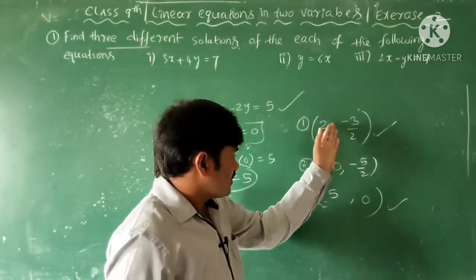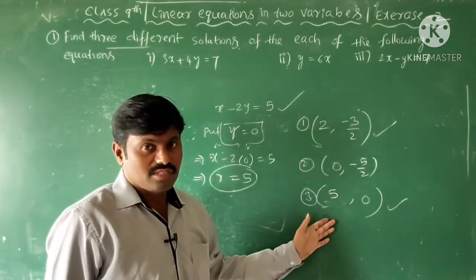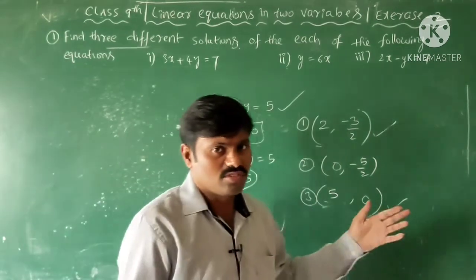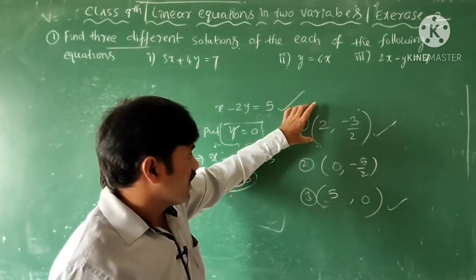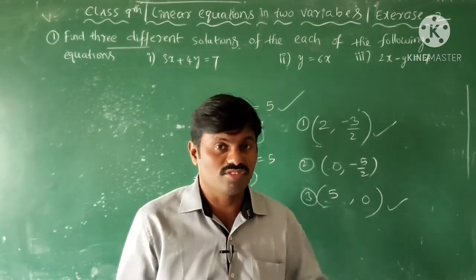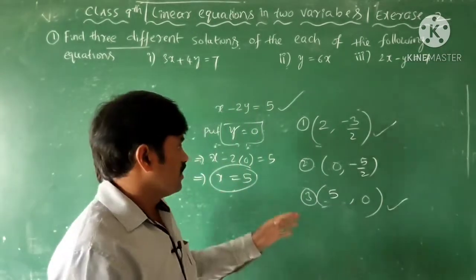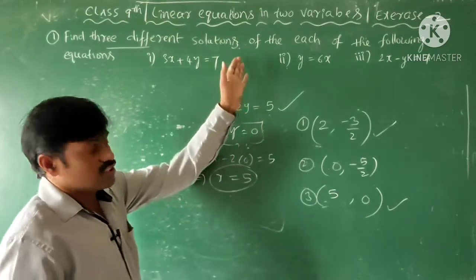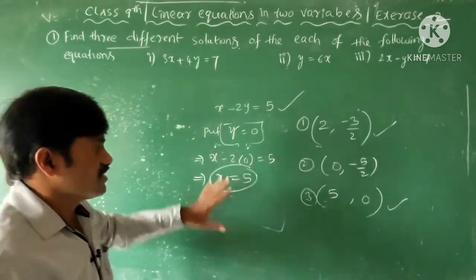Are they the same? No, these three are different solutions. So we can find any number of solutions. A linear equation in two variables has not only a single solution, it has many solutions. But here they ask us to find only three different solutions. So this is the procedure.